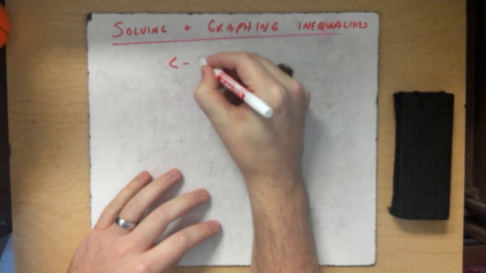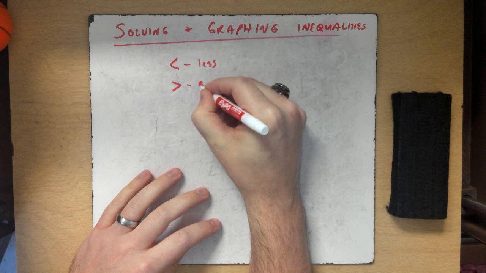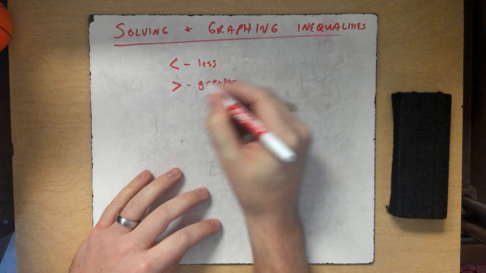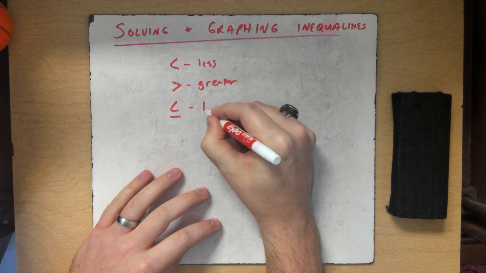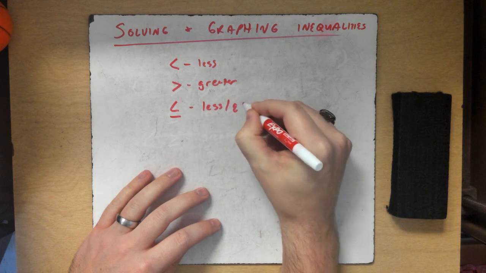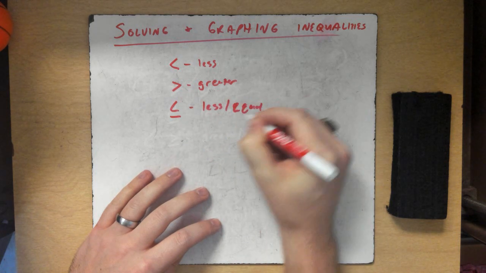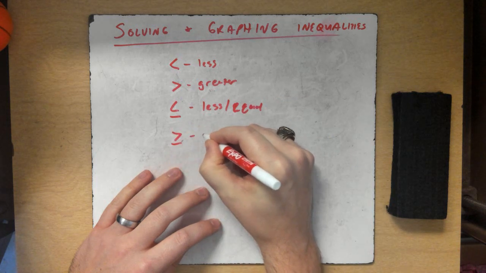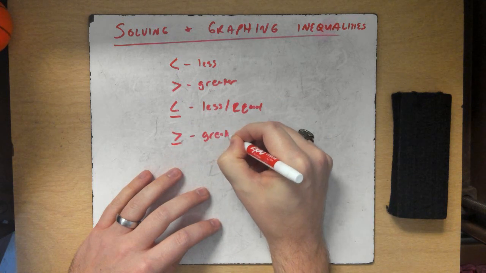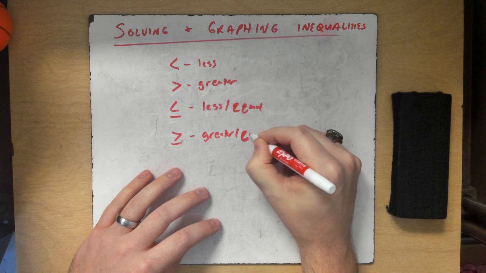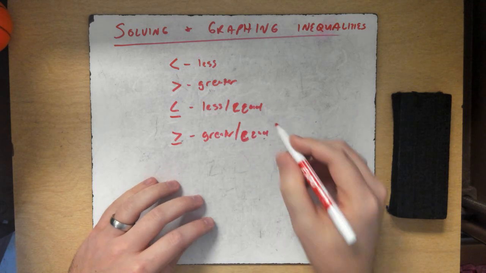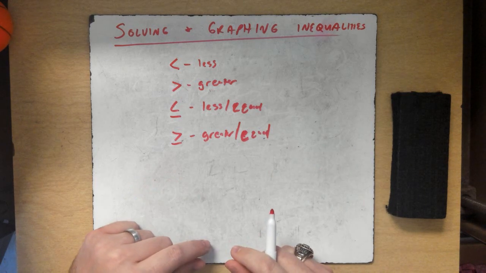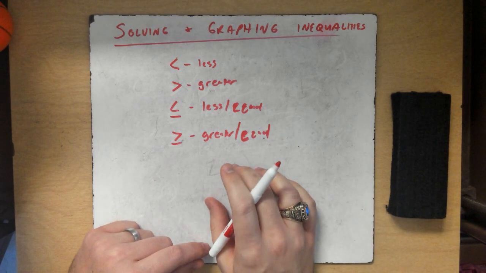We have our less than, we have our greater than, and then we have our less than or equal to with a little line underneath there. And then we have our greater than or equal to.